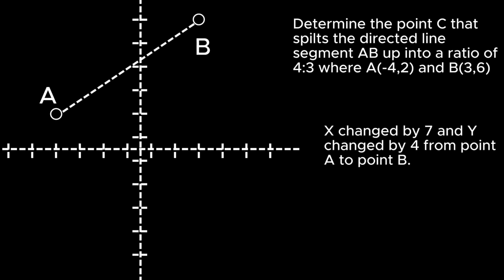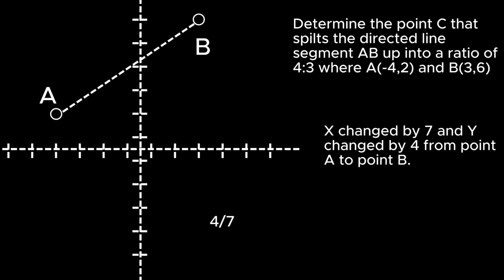So first, we found the change in x and the change in y from these two points. Now we have to convert this ratio into a fraction. There are 4 parts to 3 parts, so there are going to be 7 total parts. Our fraction is going to be 4 over 7.